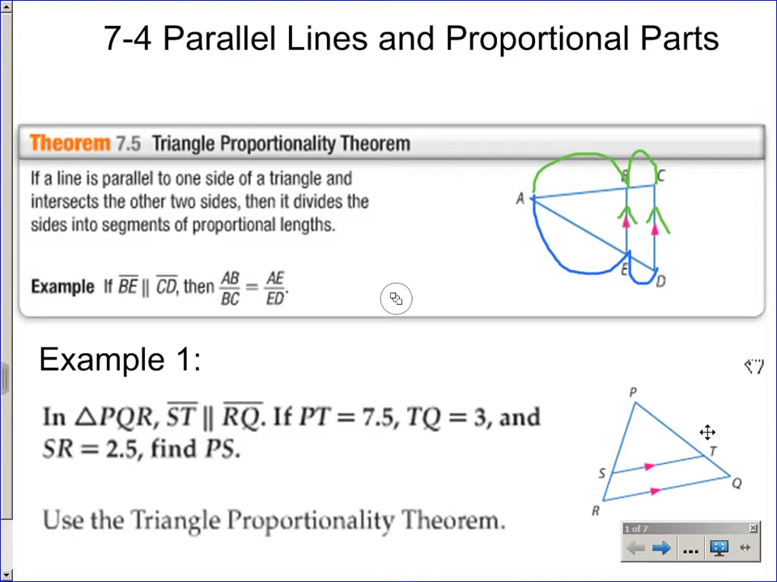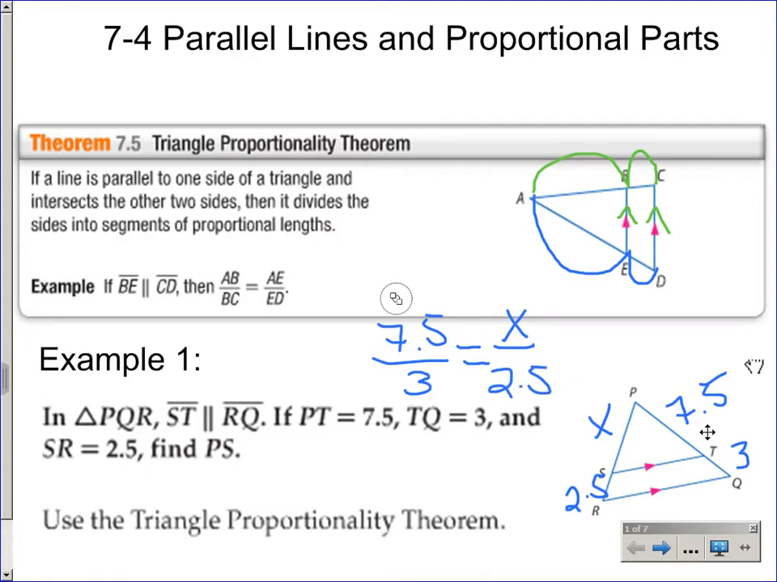In example 1, we have our triangle, and we know that ST is parallel to RQ, and we have our marks. Now, PT is 7.5, and TQ is 3, SR is 2.5, and we're trying to solve for PS. So we can go ahead and set up a proportion. 7.5 over 3 is equal to X over 2.5.